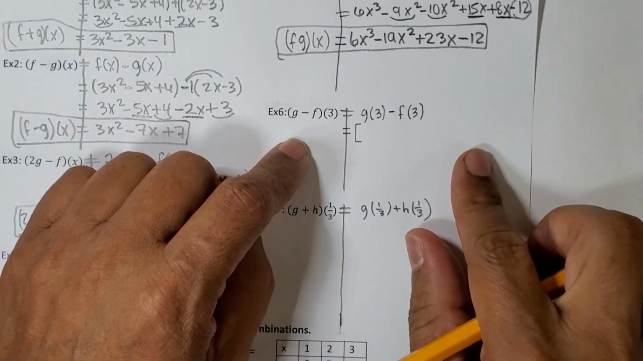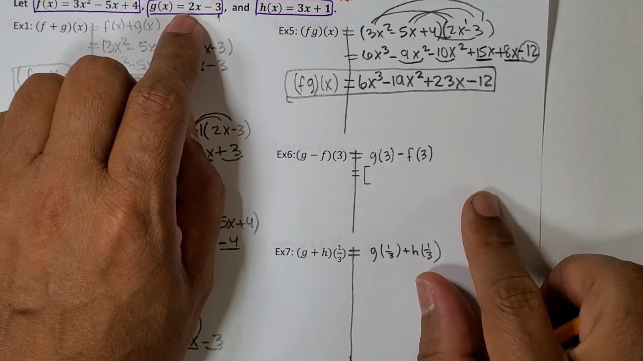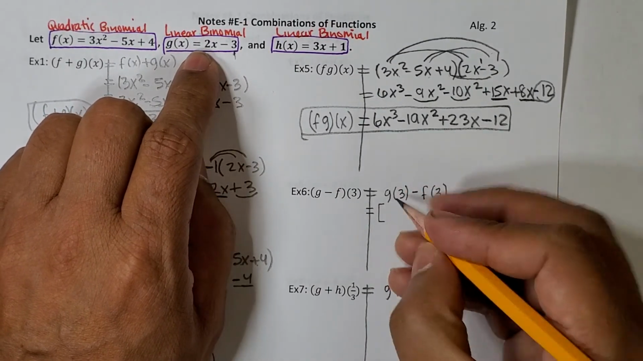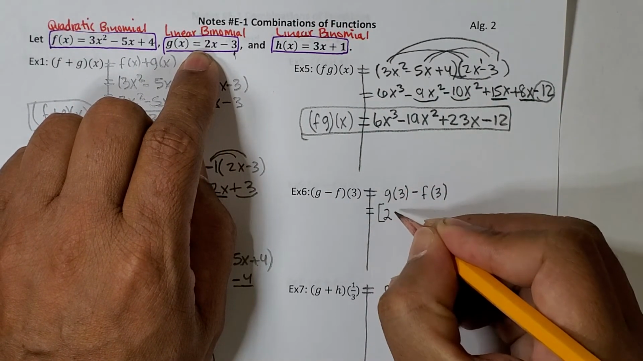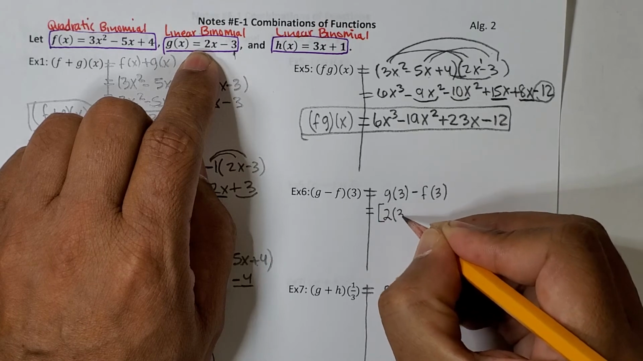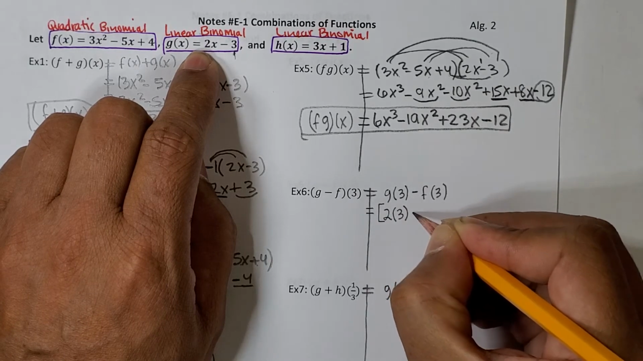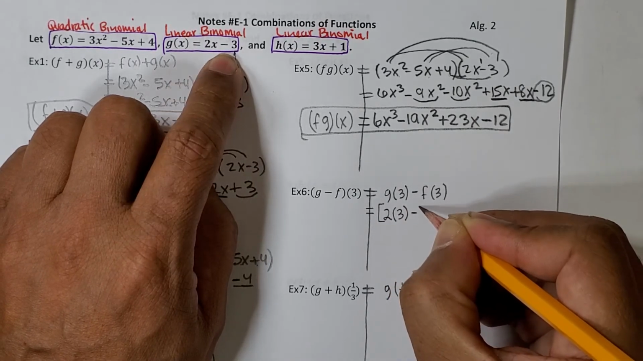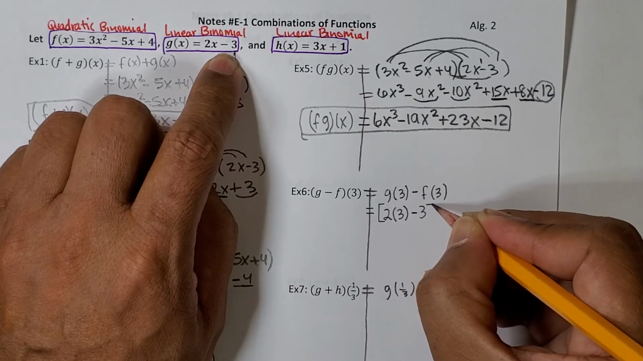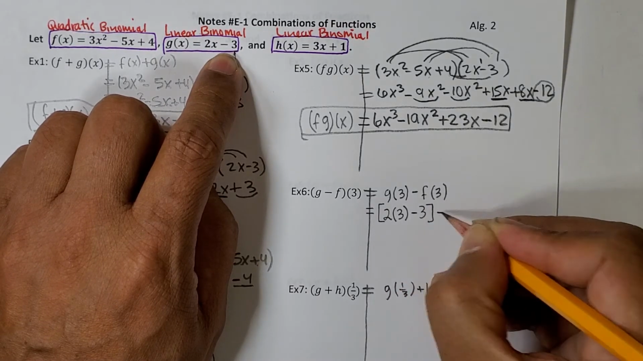So I'm looking for g of 3. So this is the g function here. So I have a 2 in front of the x, and instead of x, I'm going to replace that x, or substitute that x, with a 3. Minus, okay, so minus 3. So this is the g function. Now let's do the f function.